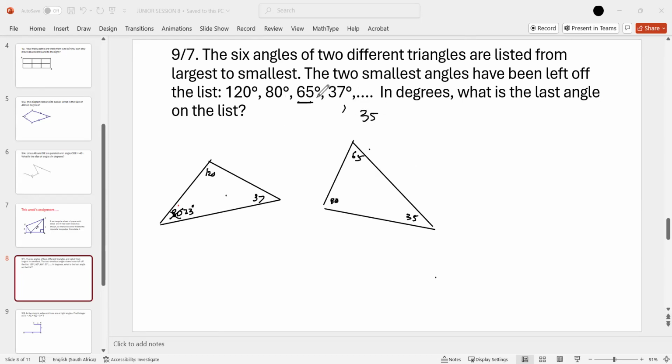Putting it in descending order, 35. The last one is 23. In degrees, what is the last angle on the list? The answer is 23 degrees. That's the smallest angle. Okay, so the big thing was you can't put 80 in the same triangle where 150 is. And the same thing with 65. So that helps you to march forward in this problem.